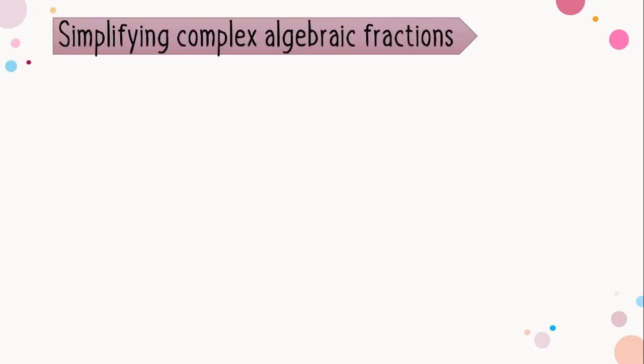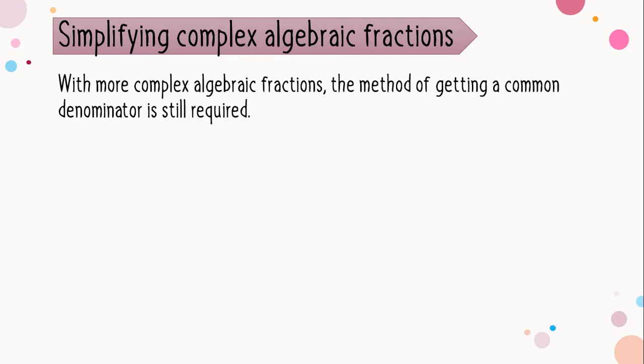For simplifying complex algebraic fractions, in this part we deal with more complex algebraic fractions, but the method of getting a common denominator is still required. It is still the same as the concept of fractions: we need to make the same denominator if it is addition or subtraction. And if we want to simplify the fraction, it must be expressed as a product for the numerator and the denominator.